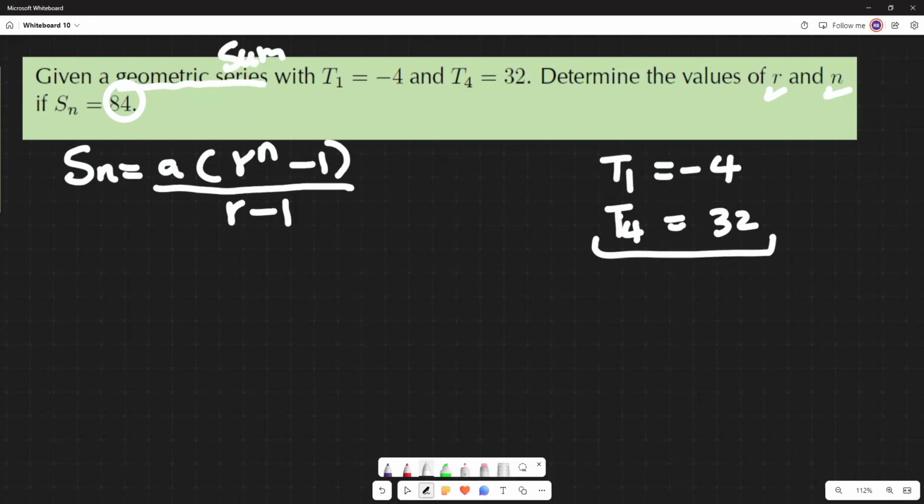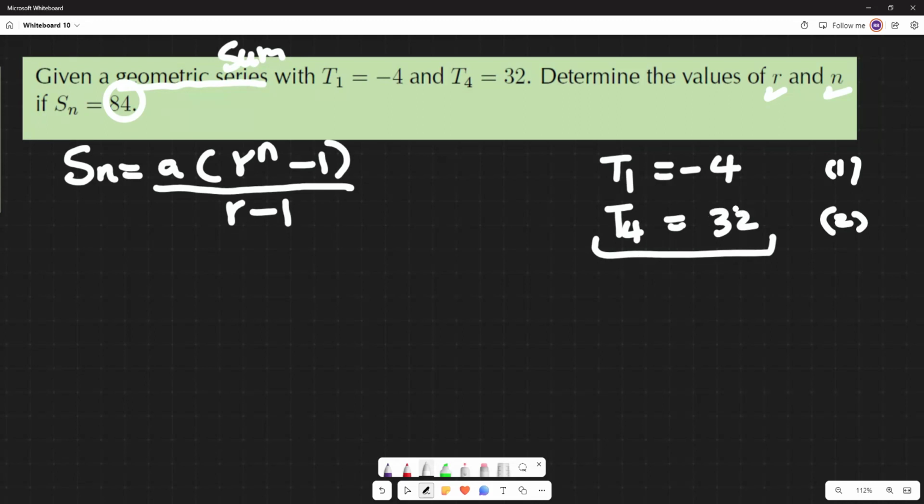So I have term 1 and term 4. I'm going to use this technique. It's called the division technique, ladies and gentlemen. This is your first equation. That is your second equation. And you are going to do this ratio always if you're working with a geometric number pattern.